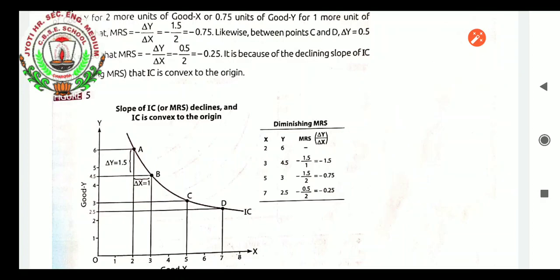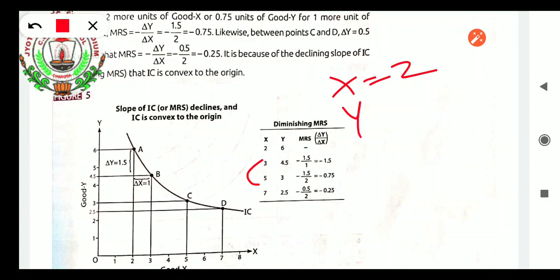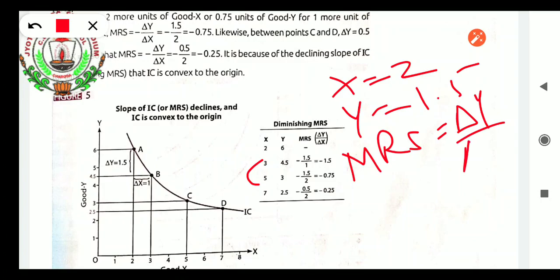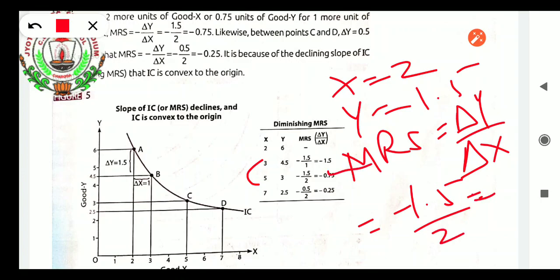Now in the further table, you will see X has increased from 3 to 5, meaning 2 units gained. So change in X equals plus 2 and change in Y equals 4.5 minus 3, which is 1.5 again. Now in the MRS formula, change in Y upon change in X, always remember that Y, the loss unit, will be in the numerator and the gain unit in the denominator. So minus 1.5 upon 2, we will get minus 0.75. This is how the marginal rate of substitution is calculated.